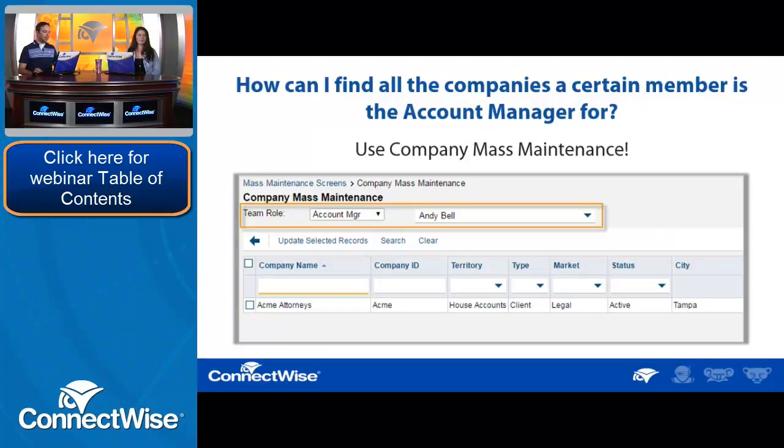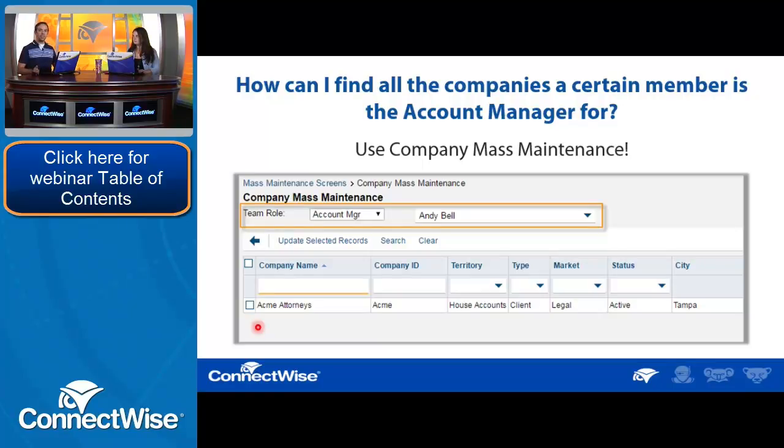Okay, the next question we received was, how can I find all the companies a certain member is the account manager for? So if you recall from the webinar, every company has a team tab and you can assign different roles to different members or even contacts on that screen. So if you want to get a list, in this screenshot, we're in the company mass maintenance screen, which is located under the system module. We're looking for the team role of account manager and looking for all the companies that Andy is the account manager for. So we select account manager in that team role field, choose Andy in the drop down, and then you can see in the bottom list view, right now, Andy's assigned to just one company. So if that was an issue, maybe Andy should be assigned to more companies than just one. We would know to go in and update that.